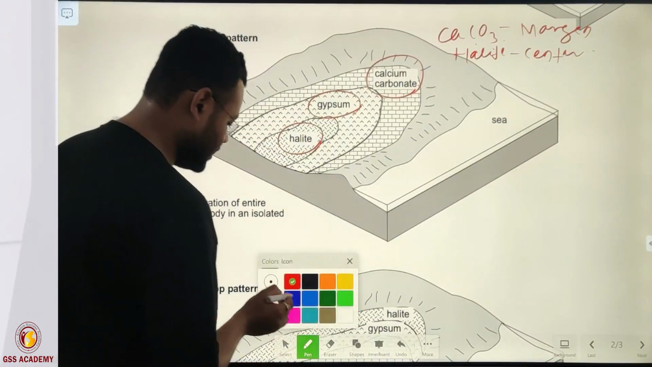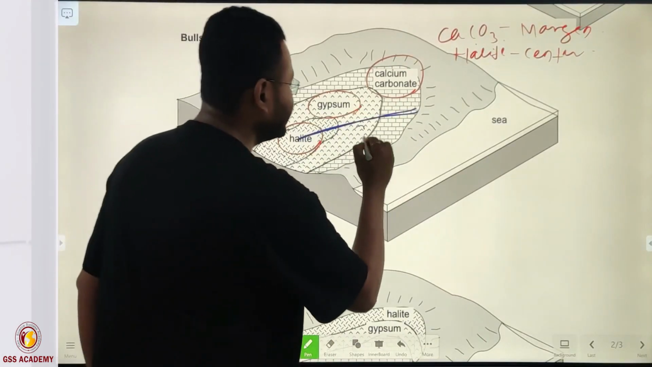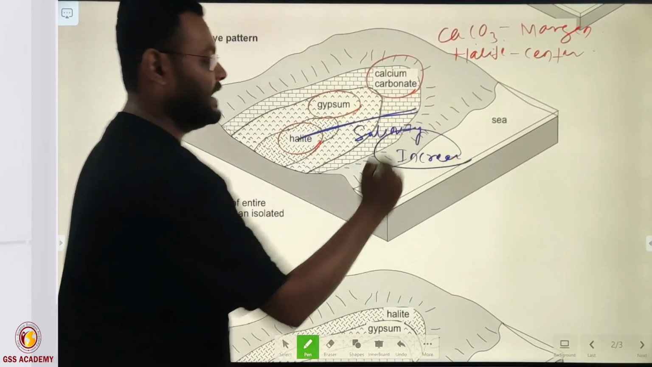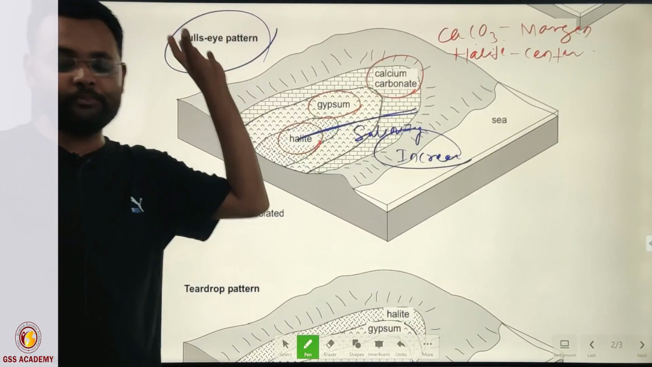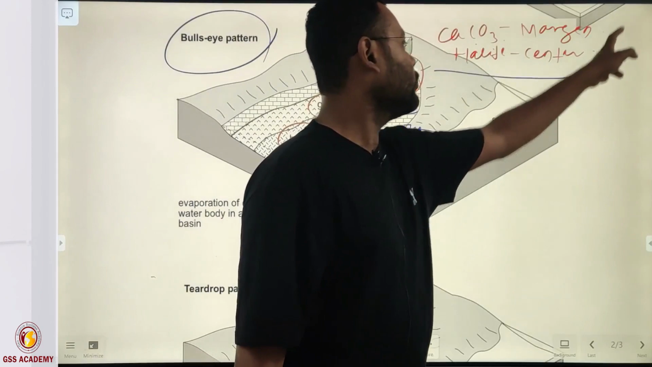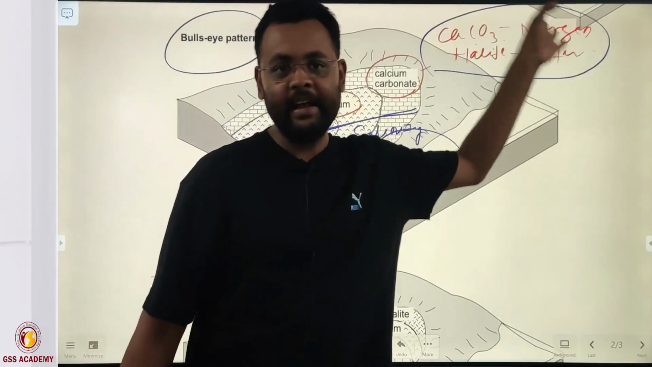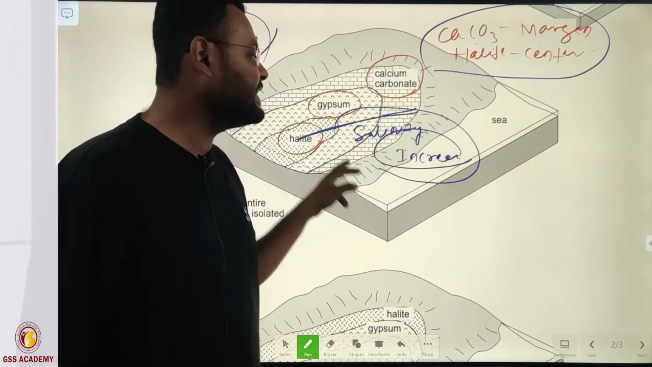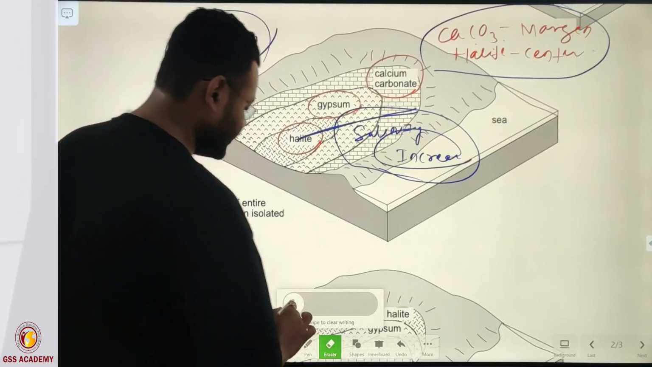That means from margin to the center, the salinity increases, and this typical type of evaporite deposits is called your bull's eye pattern. In your bull's eye pattern of evaporite deposits, we have deposition of calcium carbonate at margin and deposition of halite at the center, and from periphery to the center, we have an increasing salinity gradient.